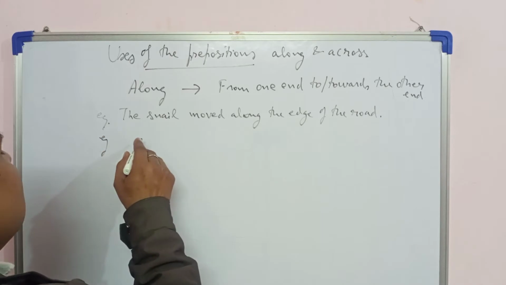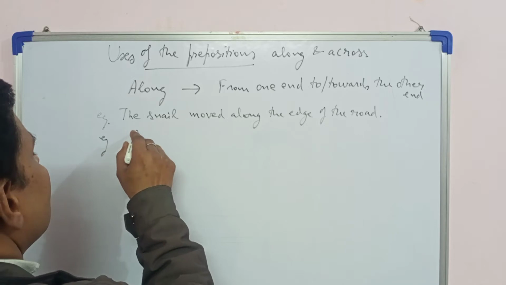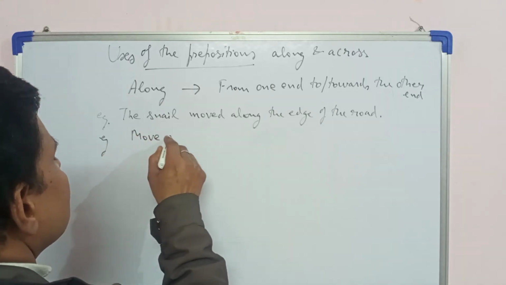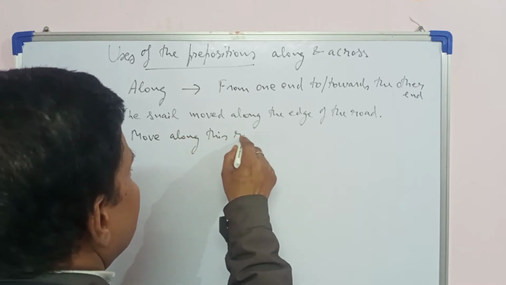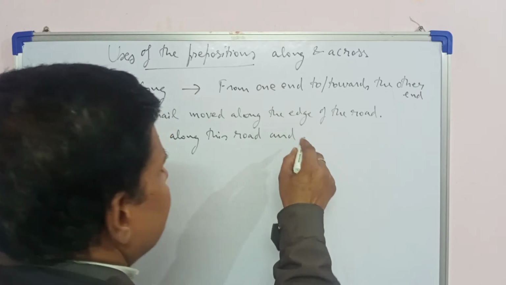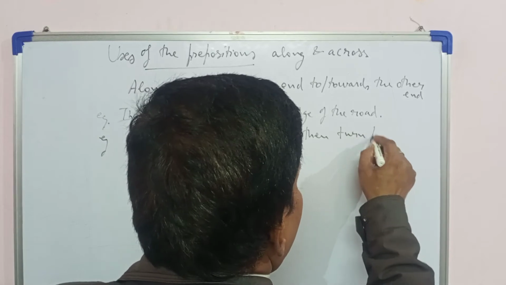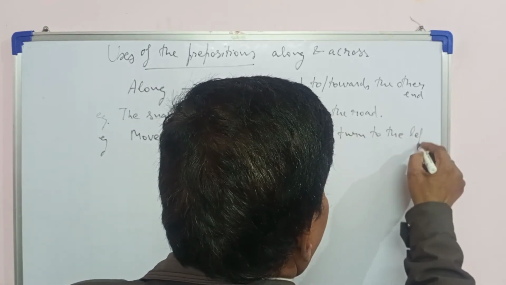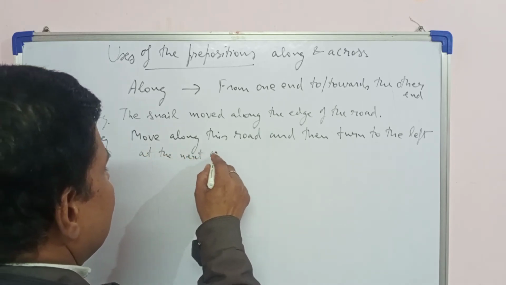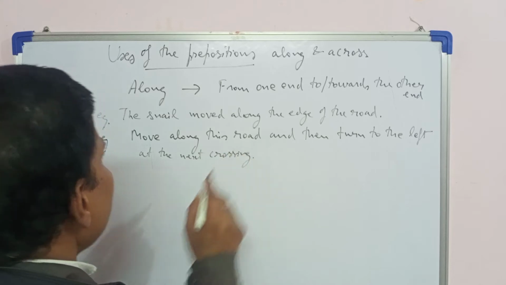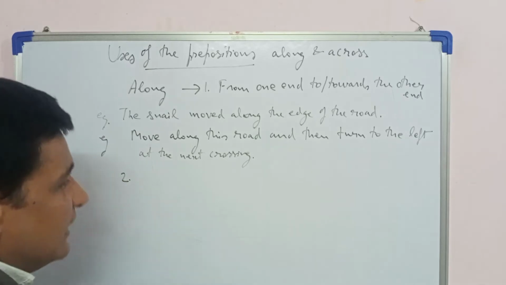See another example. Move along this road and then turn to the left at the next crossing. This was one use, and see another use.